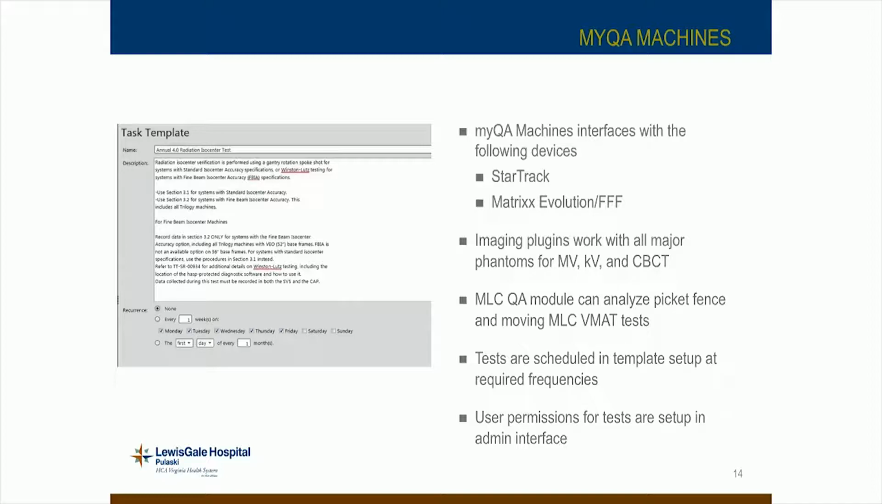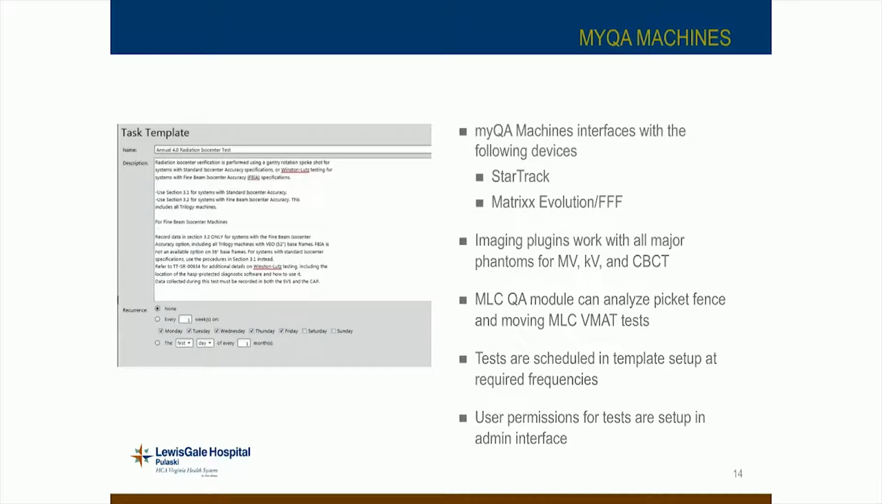The myQA machines interfaces with the following devices. If you have a StarTrack, it will interface with that. And if you have a Matrix Evolution or a Matrix FFF, you can acquire profile data with that. Your imaging plugins work for all major phantoms for MV, KV, and CBCT. So you can use the ones provided by IBA. You can use a standard imaging phantom. You can use a Doslab phantom. And so it's got multiple phantoms that are already built in for your QA.